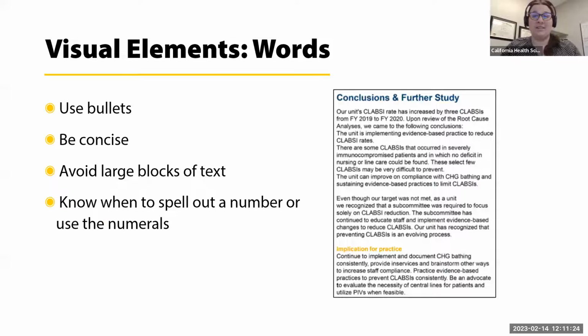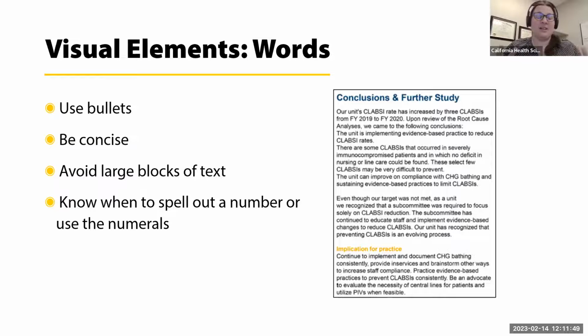Now let's talk about words. I think we have all seen posters where there are these large blocks of text, right? And it looks really dense and it's not really readable or inviting. So it's important to be concise, and bullets can help with the readability as well, especially with spacing between paragraphs, but you also want to make sure not to put a paragraph with a bullet in front of it. So trying to be as concise as possible.